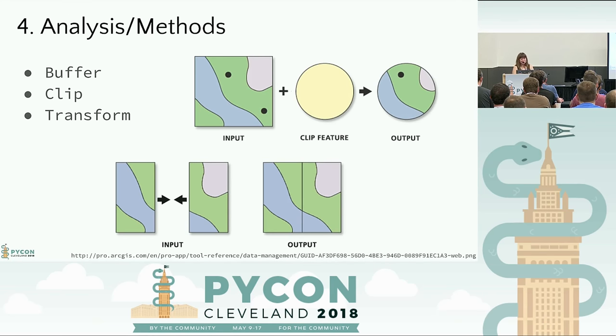GIS has some special analysis methods, things that have to do with the shape of something, like making a buffer. Maybe we want to buffer all the rivers to find out what's on either side of them, or clipping, so maybe we want to find all the river buffers that are inside of Ohio, we could clip that data. Say you have a river that's just a line and you want to know what's within 5 feet of it, you could buffer that shape in order to get that information. And there are other types of spatial transformation, they get really complex.